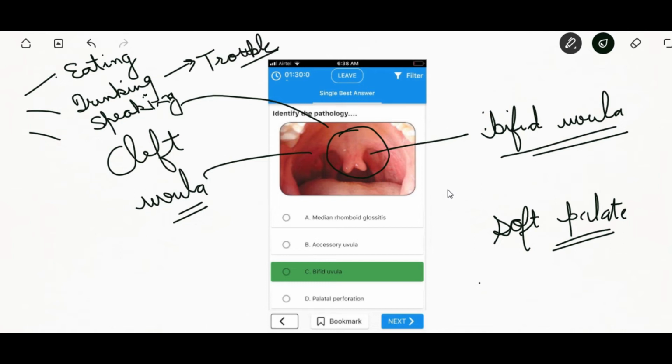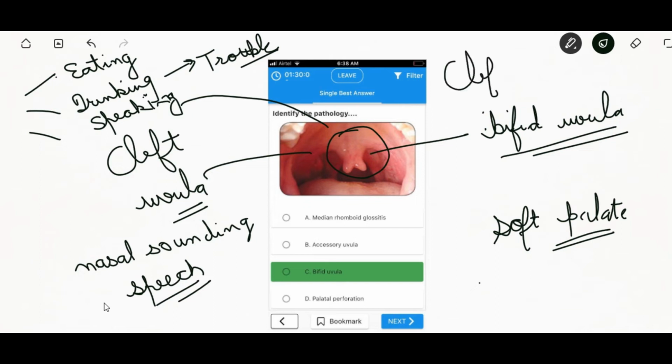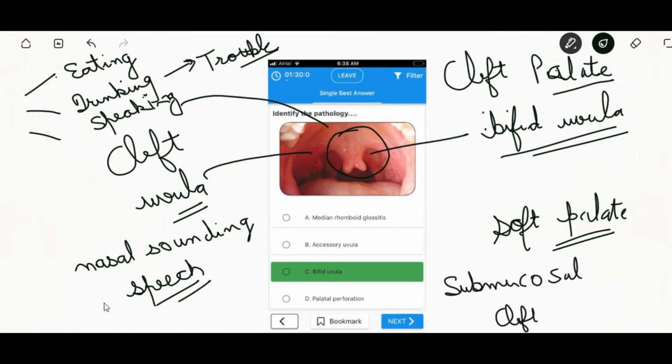Extreme nasal sounding speech may also indicate the presence of bifid uvula. This occurs because the soft palate does not properly move to the back of the throat, allowing air to escape through the nose when talking. A bifid uvula is sometimes referred to as the mildest form of cleft palate. The cleft palate is one of the most common birth defects. A bifid uvula can also be a sign of an underlying submucosal cleft palate.